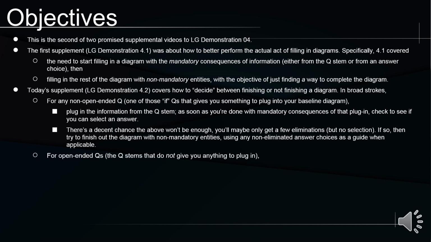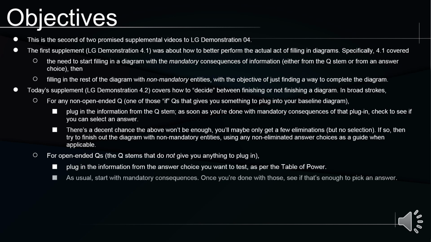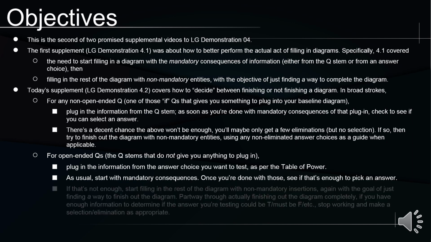For open-ended questions, these are the ones where the question stems don't give you anything to plug in, such as the ones that just say which of the following could be true, and that's it. There's nothing to plug in based on the question stem. Plug in the information from the answer choice you want to test, as per the table of power. As usual, start with mandatory consequences. Once you're done with those, see if that's enough to pick an answer, kind of like the non-open-ended questions. You should start seeing a theme here.